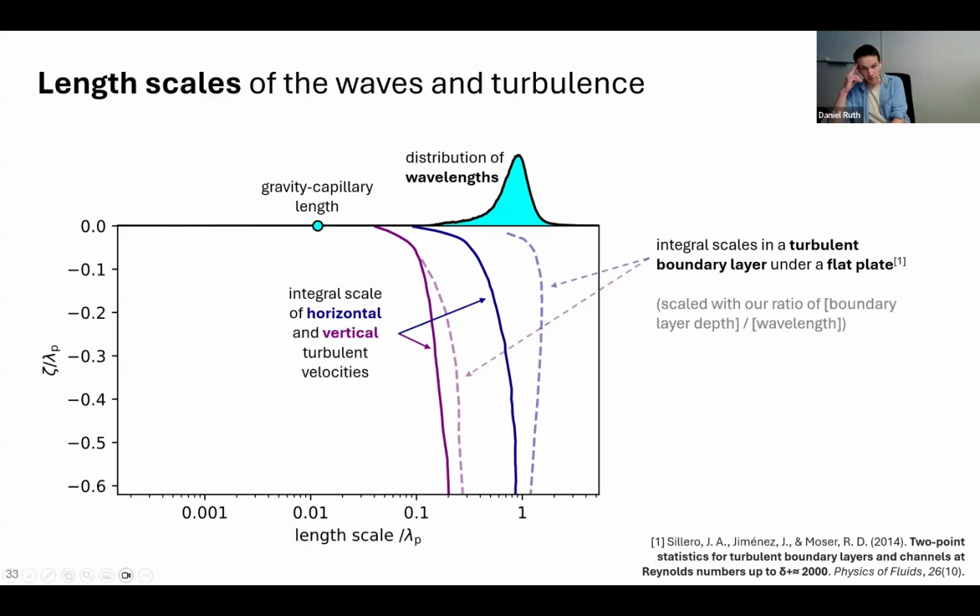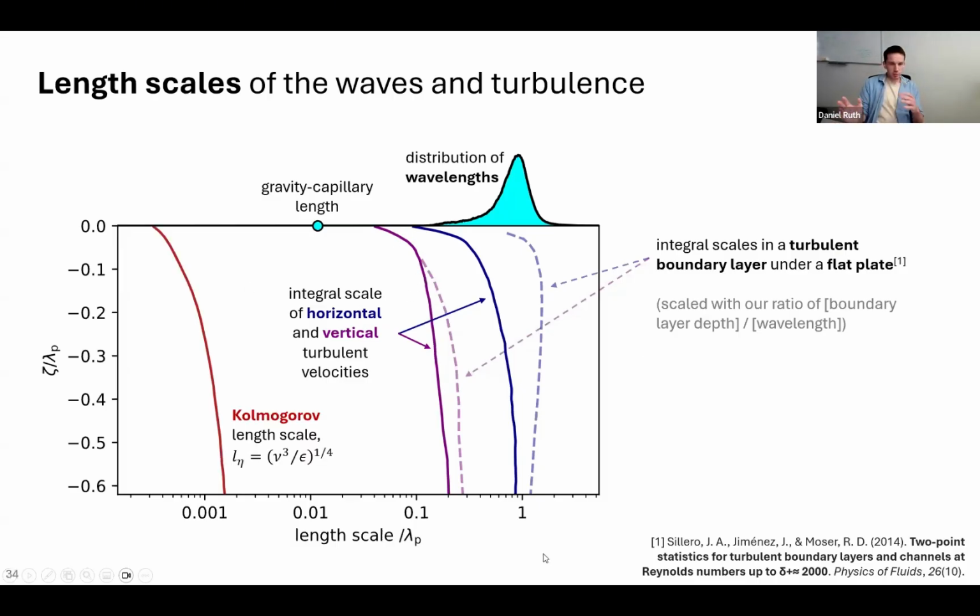And we can do a comparison to the integral scales that we would have for the turbulent boundary layer that exists under a flat plate. So this is taking numerical data from the simulation from Solero et al. So this is a flow that doesn't have any waves, and it's just a turbulent flow over a flat plate, which mimics our flow in certain ways. So we see that the farther we are from the surface, we approach an anisotropy, which is the ratio of these 2 length scales, which is similar to the case with a flat wall. And then in both cases, the length scales are decreasing as you get close to the surface.